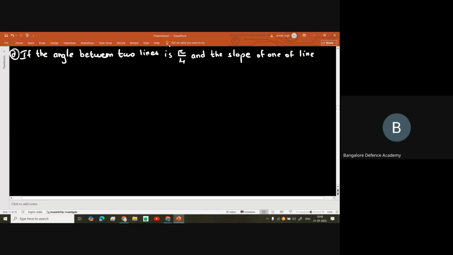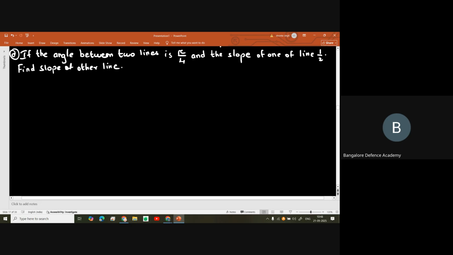If the angle between two lines is pi by 4, and the slope of one of the lines is 1/2, find the slope of the other line.